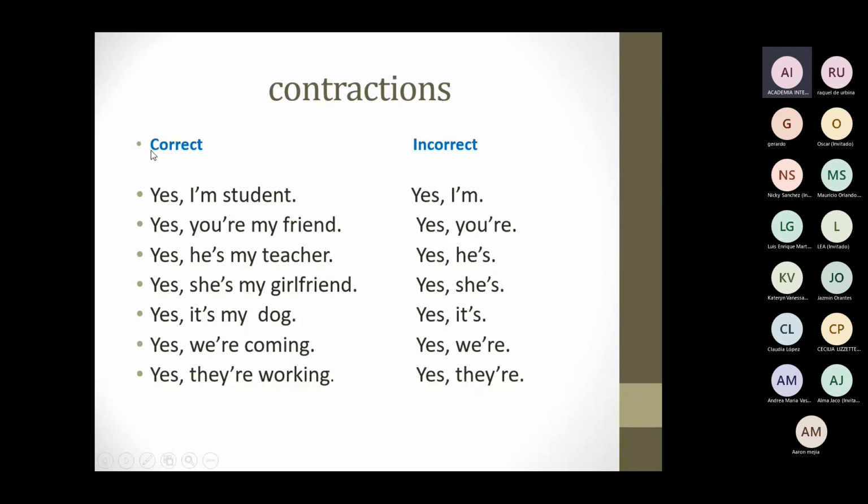But you can see that here it says correct, and this part says incorrect. Ustedes pueden ver, ¿verdad? Que aquí dice correcto y aquí dice incorrecto. And what's the difference between these sentences and this one? Why are these correct and why are these incorrect? And I'm going to explain that right now.